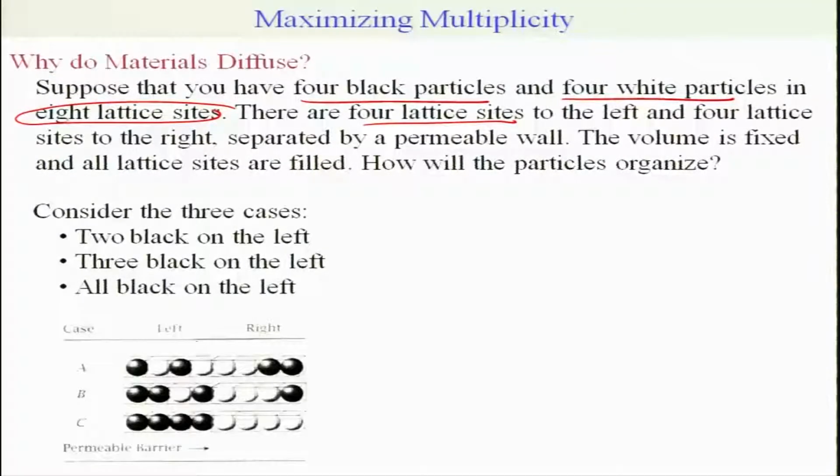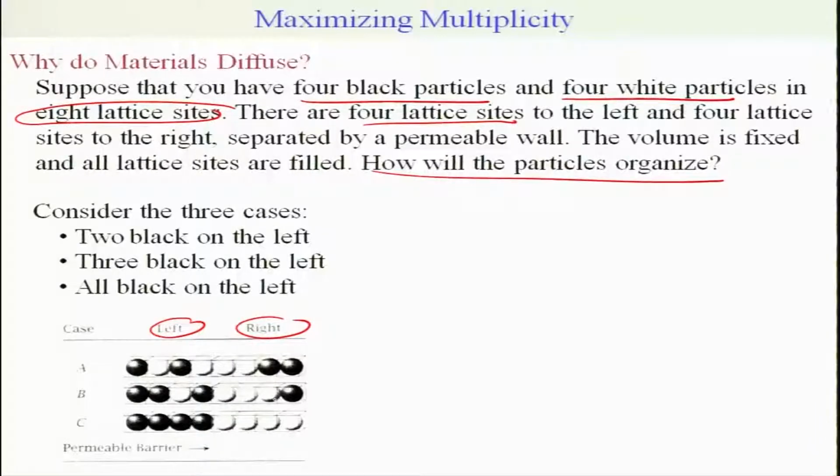Okay. So, let us say this is the left region, this is the right region, and in between there is a permeable wall. As I said, there are 4 black particles and 4 white particles. The volume is fixed and all the lattice sites are filled. How would the particles organize? What would be the condition for, let us say, an equilibrium?